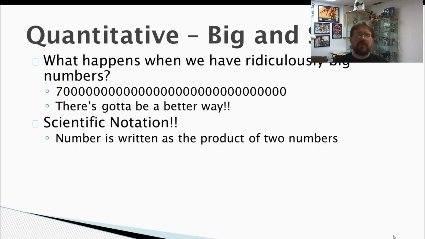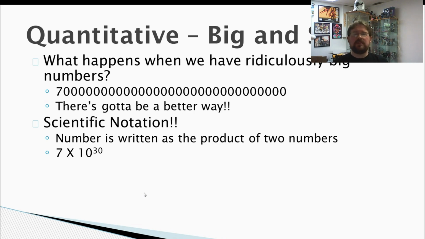It's where a number is written as the product of two numbers. You've probably seen this before, remember that a product is multiplication, timesing. So what we do is we take the first number, multiply it by a factor of 10, and the exponent there represents how many zeros there are. So the easier way of writing this number is 7 times 10 to the 30th. Yeah, there's 30 zeros there. That's nuts, isn't it?